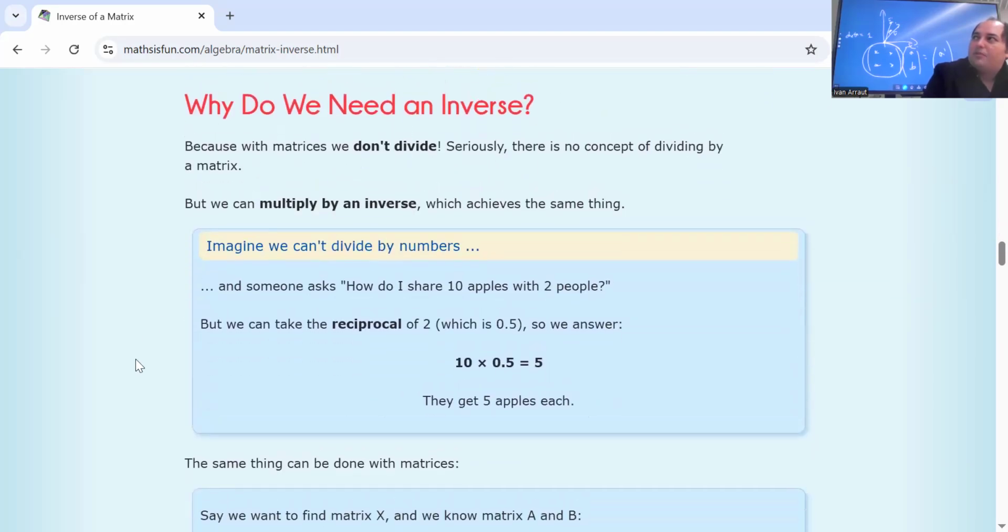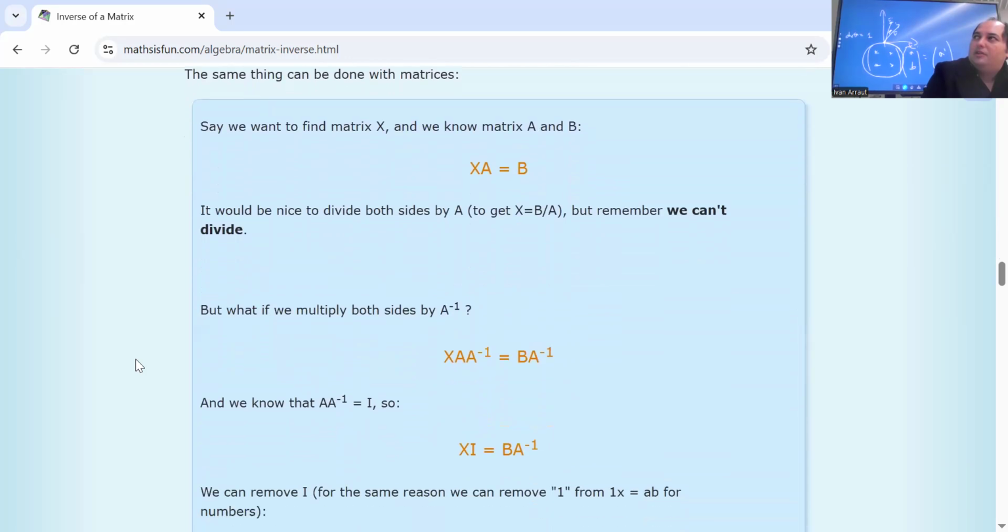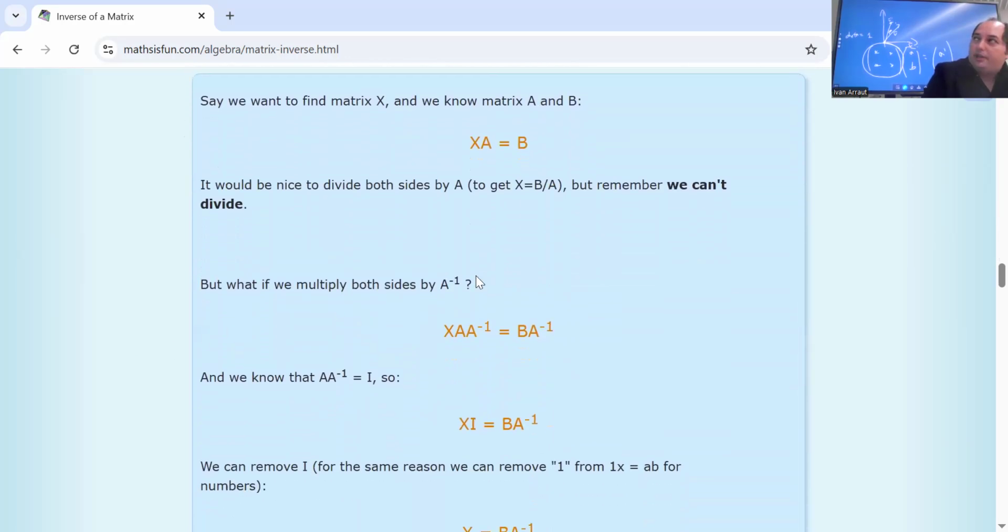Then, applications of the inverse. Sometimes you have a matrix equation like this: X times A equals B. X is a matrix. A could be a matrix or a vector, whatever. And B is a matrix or a vector. Let's assume you want to solve for X here. How do you solve for X?